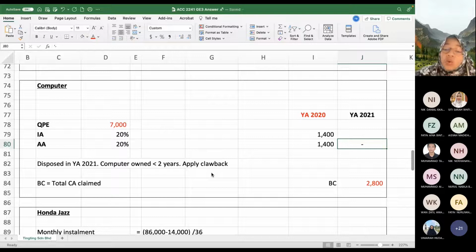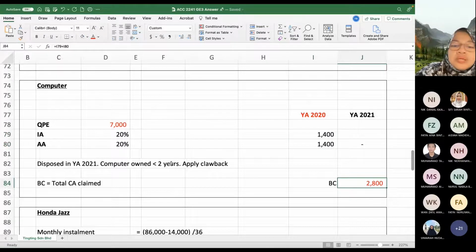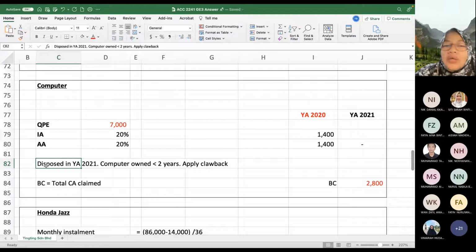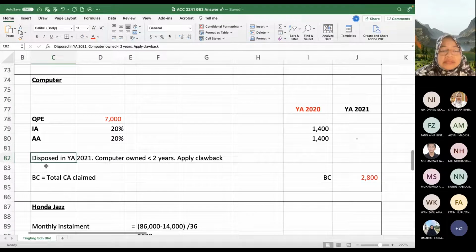But because it's a disposal within 2 years without commercial justification, then you have to apply a clawback. What it means by a clawback is that whatever allowance you have claimed on the asset will be treated as a balancing charge in the year of disposal. So in this case, you have to explain why you have to claim a balancing charge, and you have to mention the clawback. The other group did not give an explanation, so I don't give a tick for that. It's only one tick for the clawback. Okay, understood?